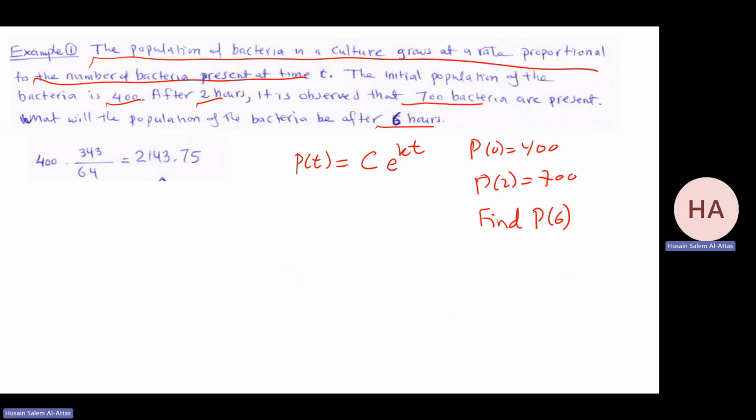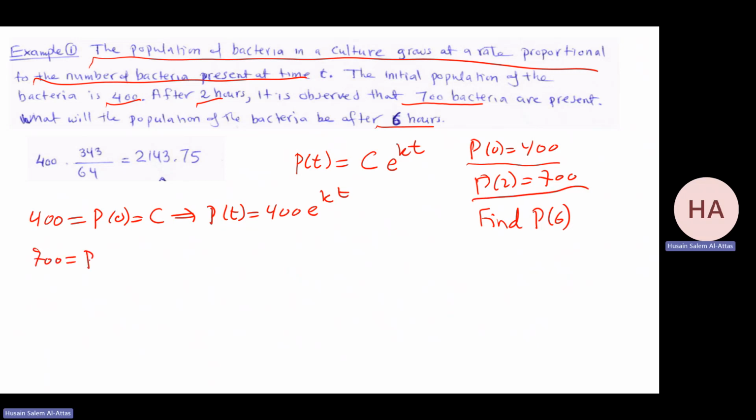Okay, let us do the calculation. Now I need this: 400 equals P at 0, which is C. So P of t equals 400 e^(kt). I'll use this one: 700 equals P of t, which is what?